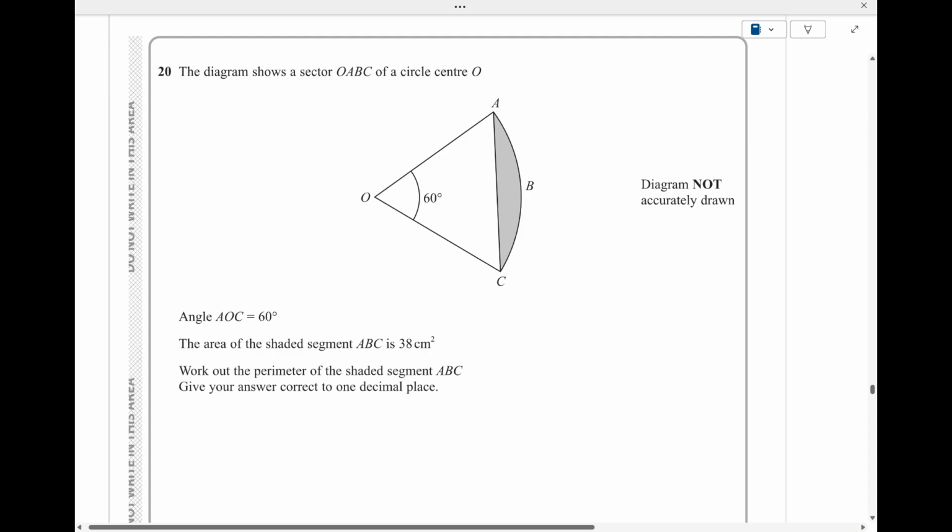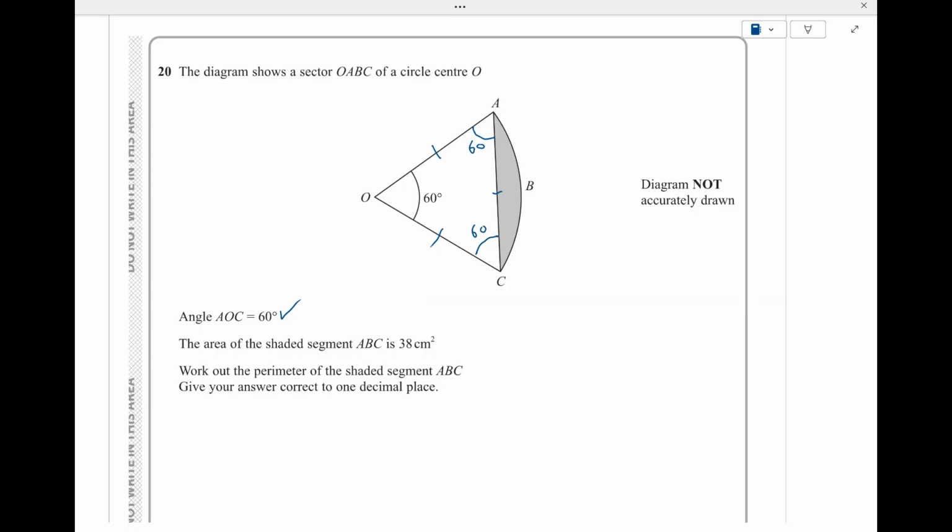Question 20. Right, the diagram shows a sector OABC of a circle with centre O. That angle's 60. Now just a moment. I'm already thinking that's a radius and that's a radius, so they're the same length. So this is an equilateral triangle. Look, it's an isosceles with a top angle of 60. So I know that that's 60. That's 60. So I know that that is the same length as the radius.